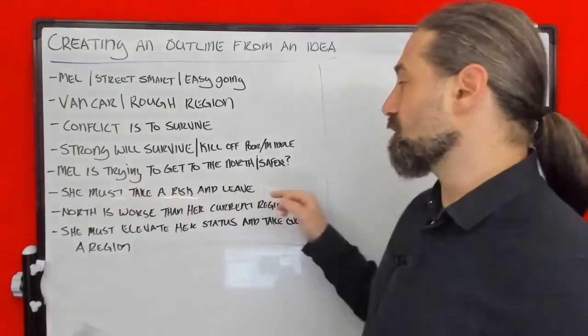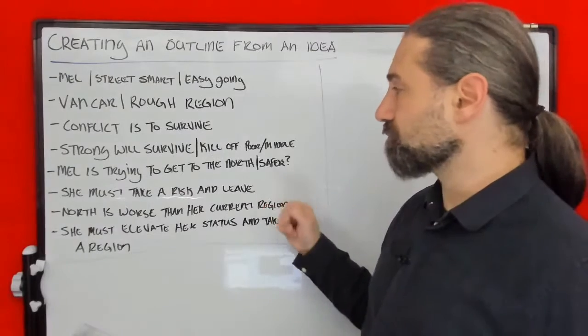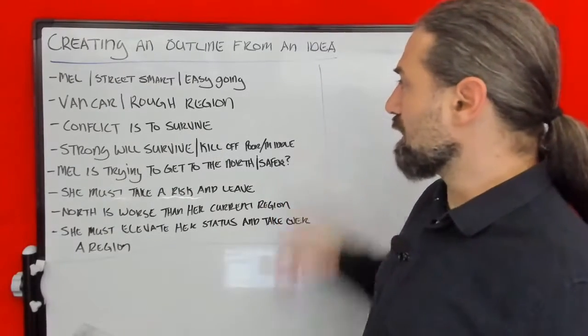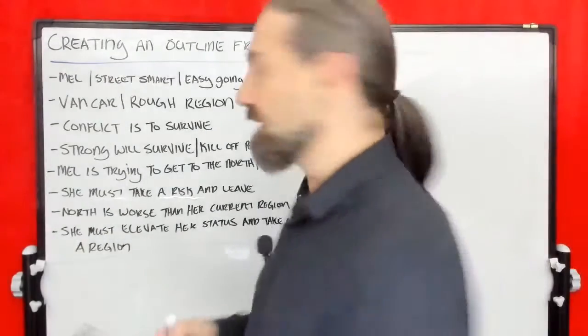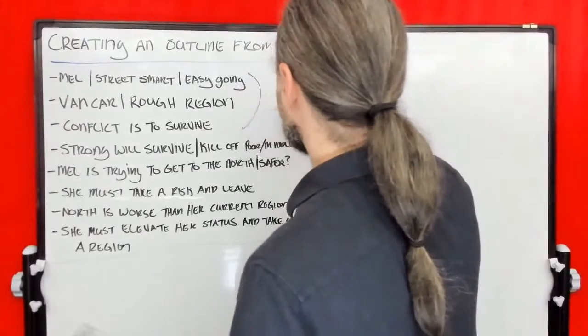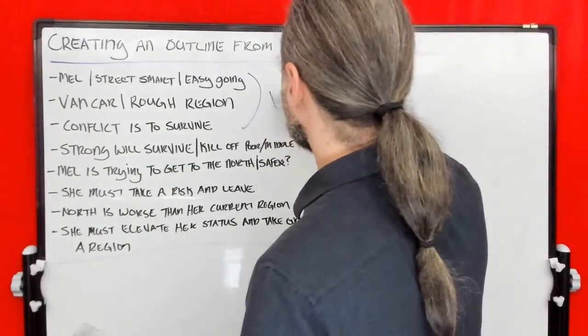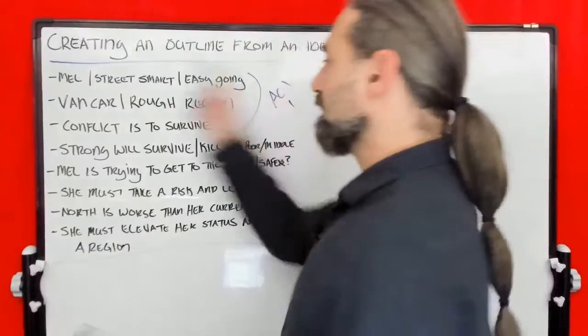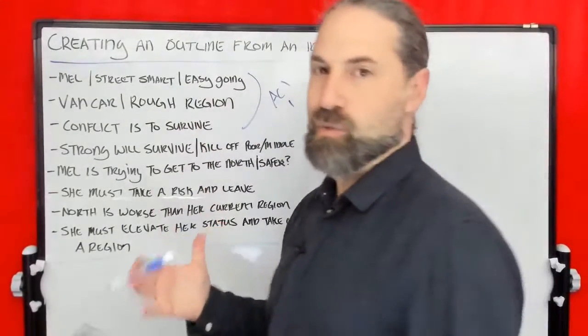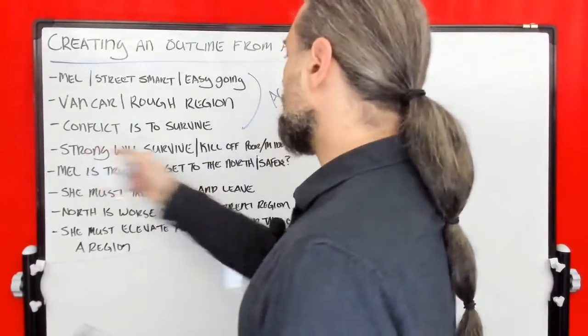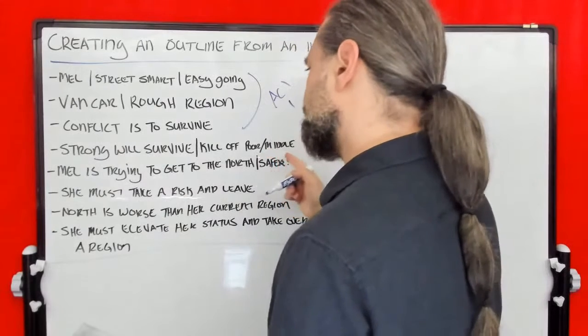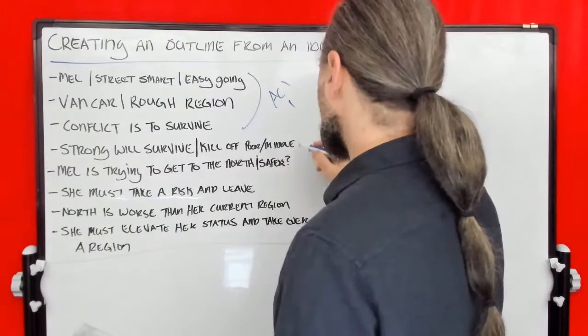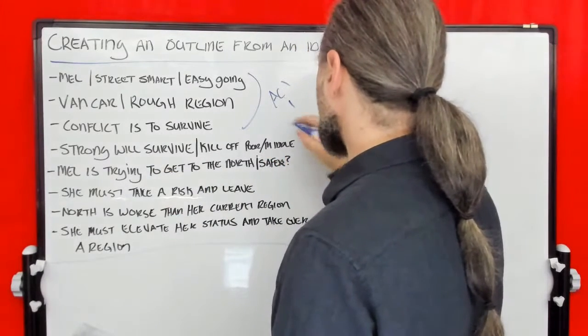And then she must risk her life to leave, right? So honestly, if I had to, in an outline, this would be Act 1. This would be Act 1, okay? Because this is just setting up the world. This is establishing the world. Around here would probably be the end of Act 1, actually.